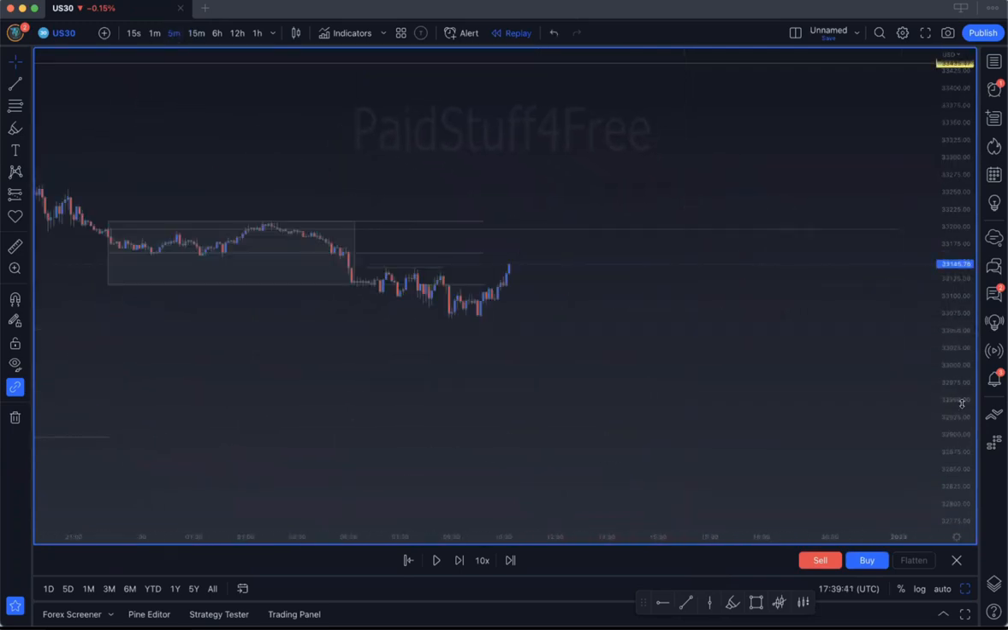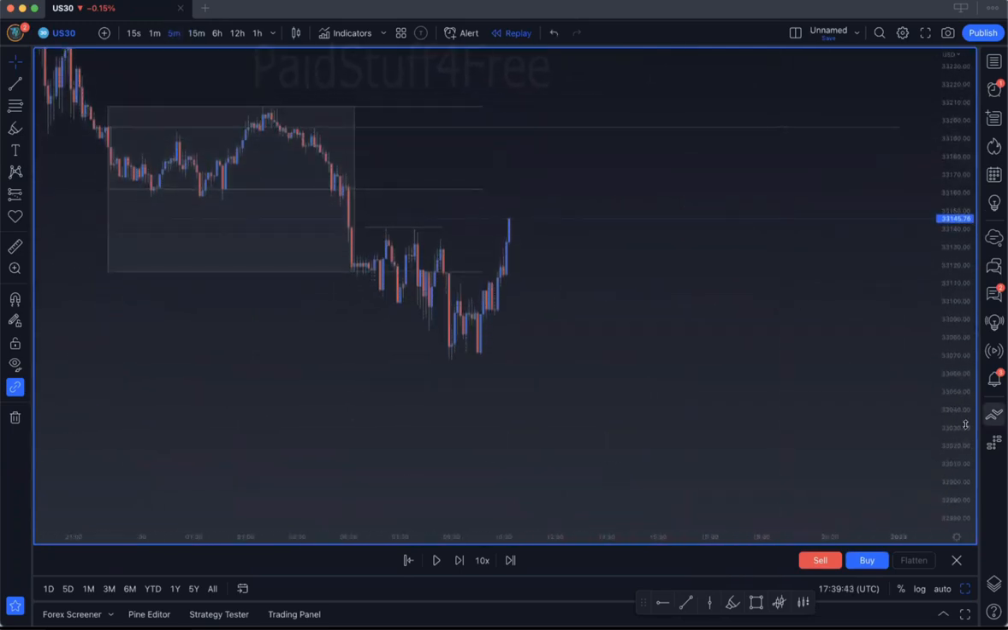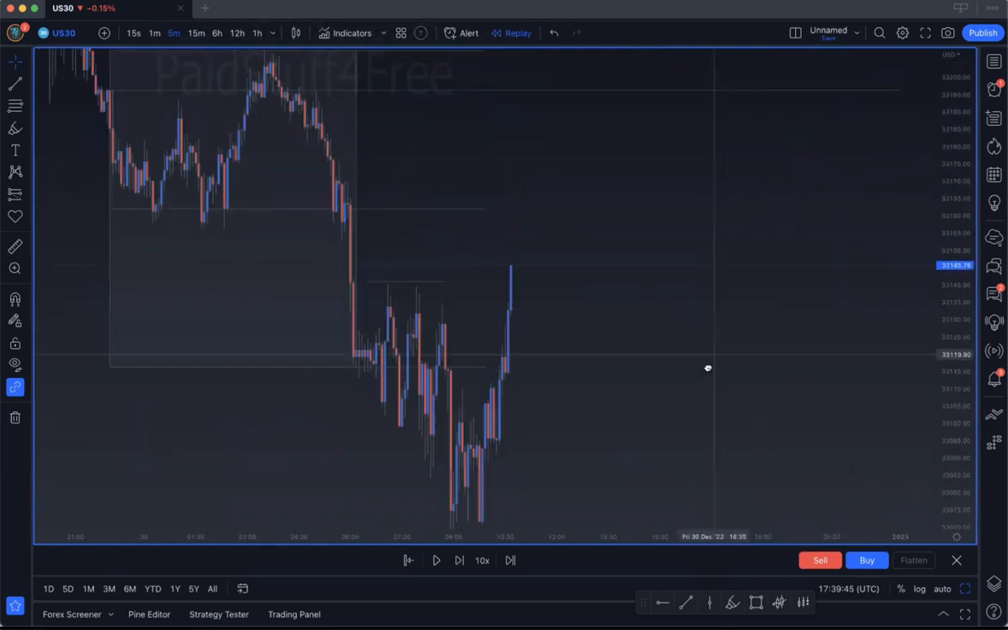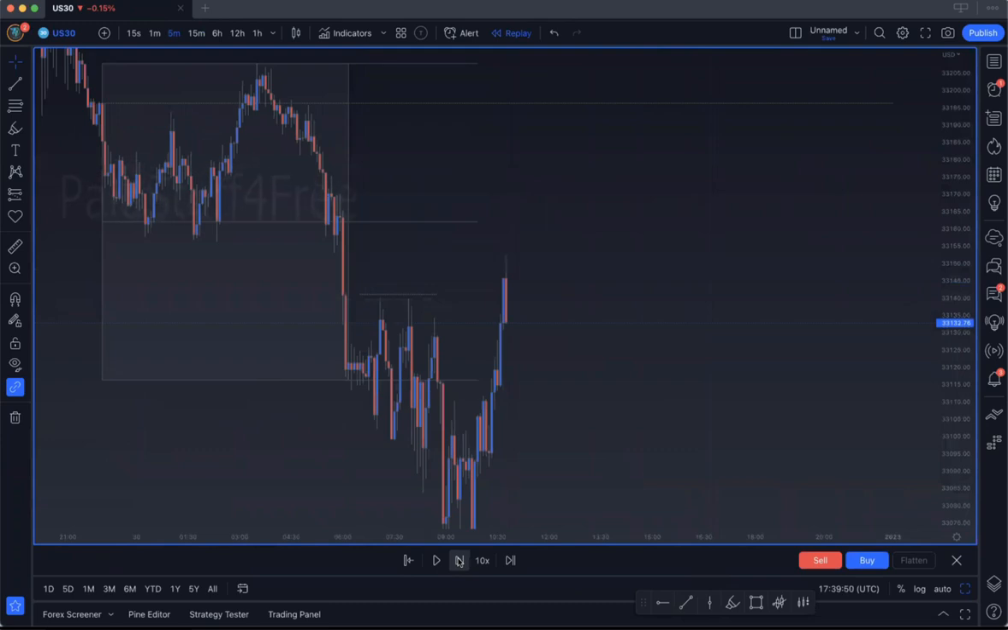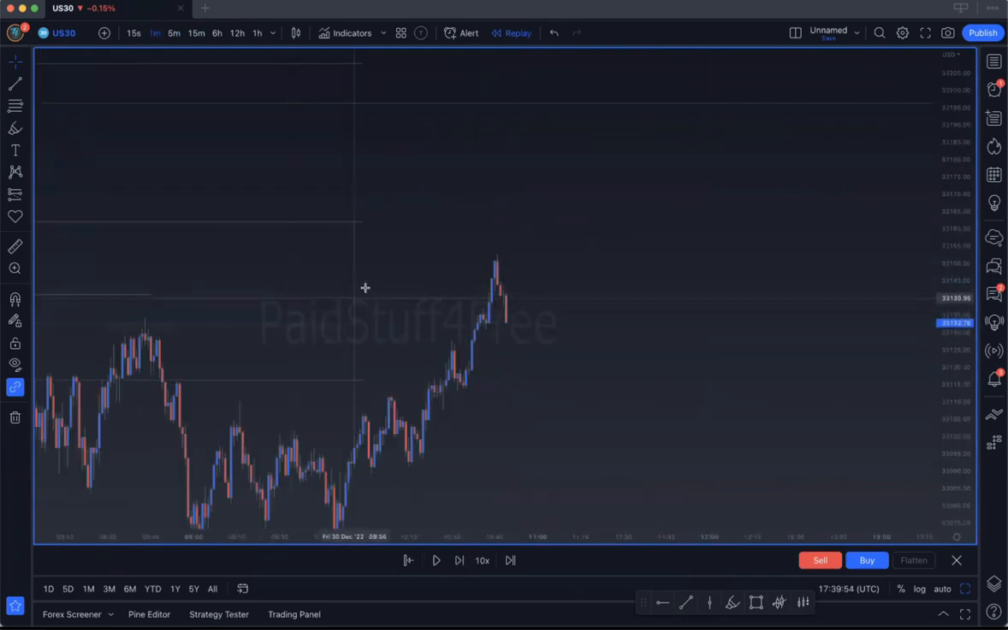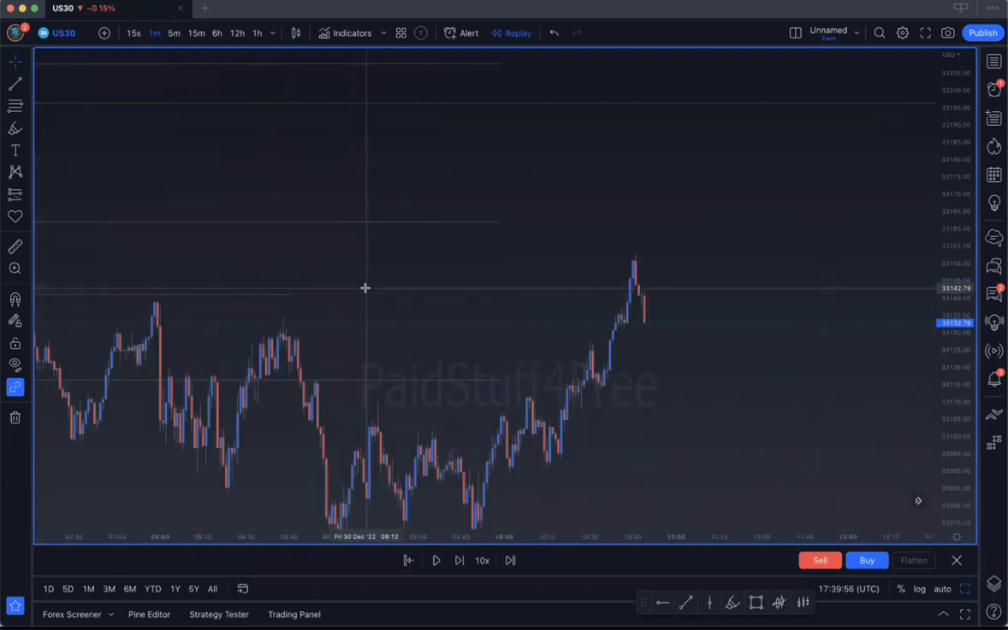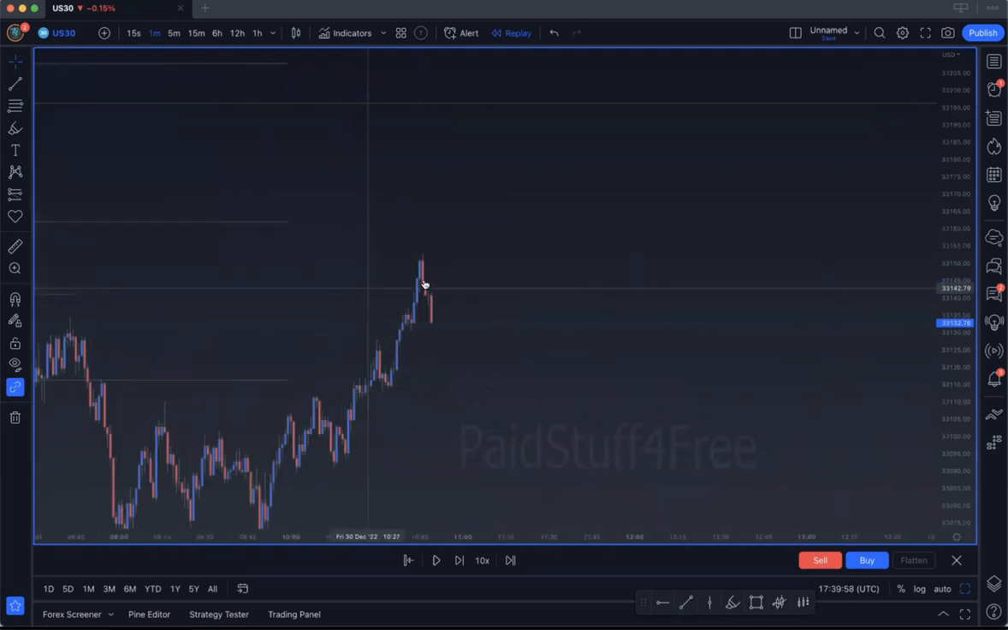I think I was on the 5 minutes. Let me see. Was I on the 1 minute? I think I was on the 1 minute actually. Let me see, where did I have my stop loss at? Oh yeah, okay. So technically by my MT5, my stop loss was actually like right here.